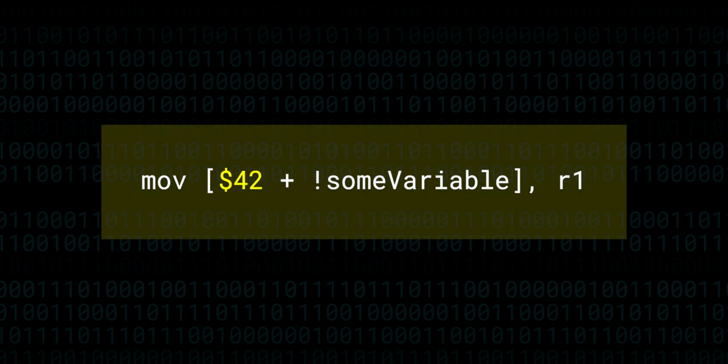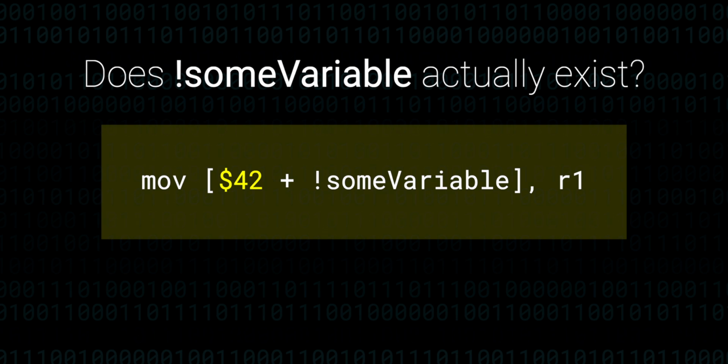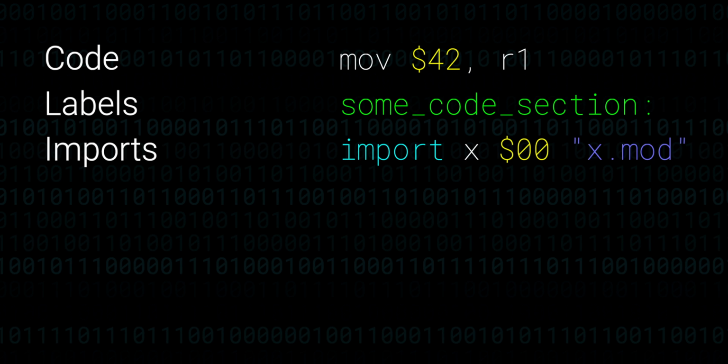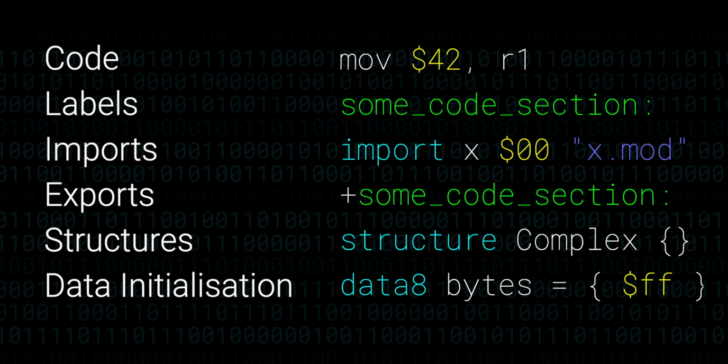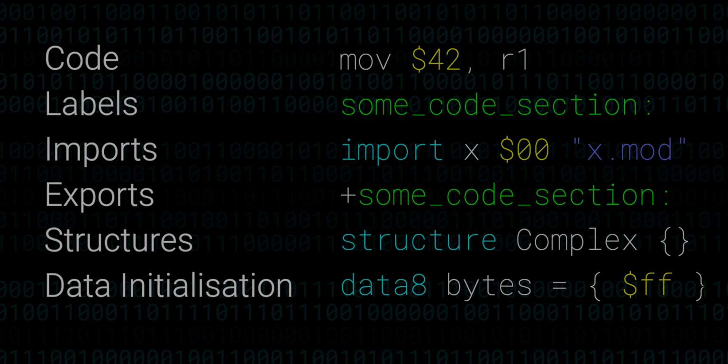We're going to have to be able to understand if the code is not only syntactically correct, but also semantically correct. And we also have to be able to parse many different kinds of elements, including code and labels, imports, exports, structures, data initialization. The list goes on. But with any project, big or small, the only way to get it done is to take small steps.